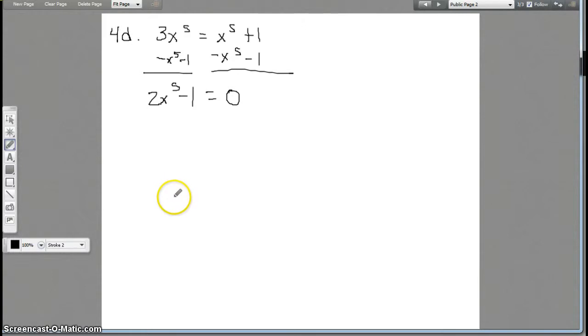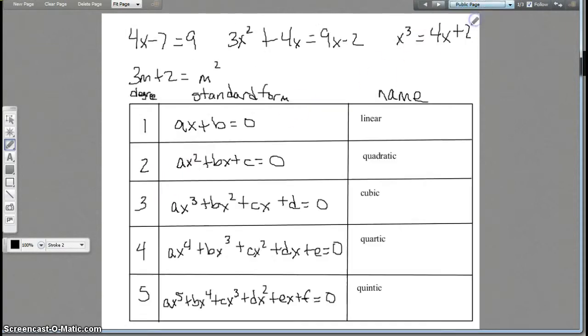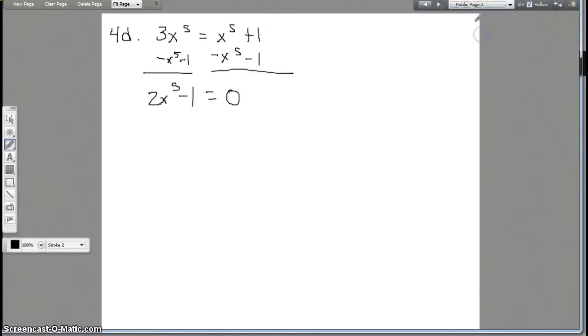This is written in standard form. It is possible for some of your coefficients in front of your variables to be 0. So if we go and look back at our first page, as long as your a is not 0, so long as the number in front of your highest degree is not 0, then any of the others can be 0. So let's go back to where we were. This is a 5th degree equation. Even though we don't have an x to the 4th or an x to the 3rd, x squared, or x, our highest degree is 5. So this is a 5th degree equation.